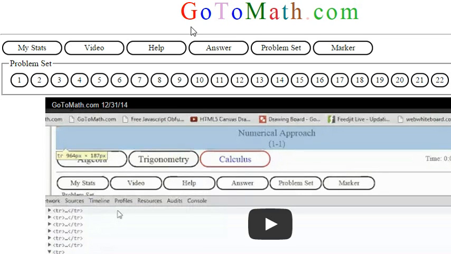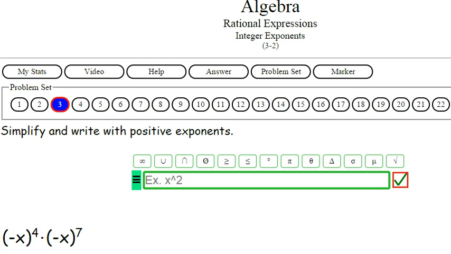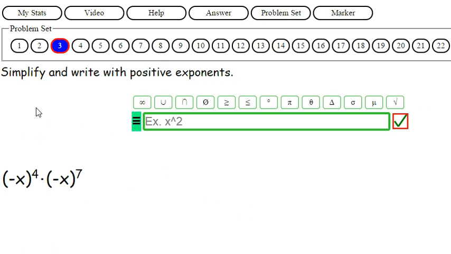Okay, we're at gotomath.com. Click on the algebra, go down to integer exponents, and I believe we're looking at 3.2. Okay. So I know this section's over rational expressions, but we're getting the basics out of the way before we start really getting into what is in rational form.